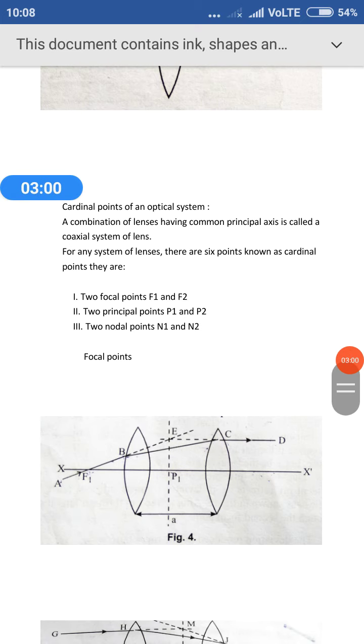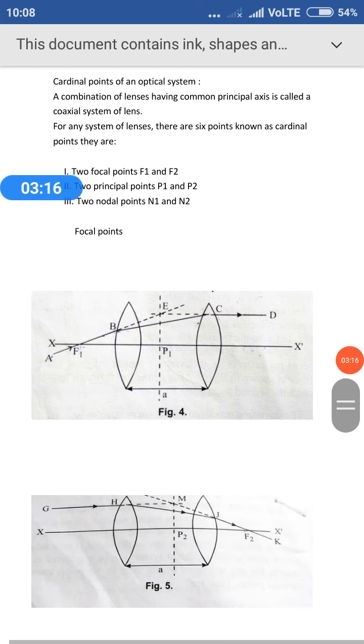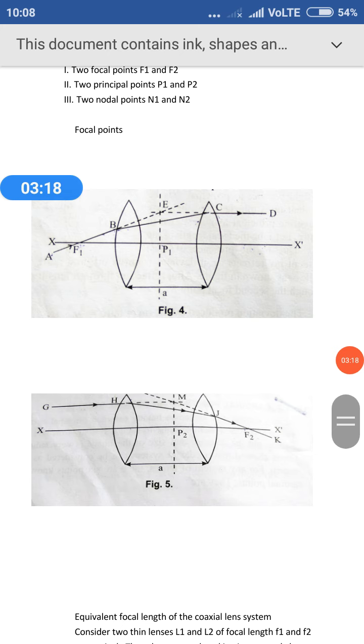Cardinal points of an optical system. A combination of lenses having a common principal axis is called a coaxial lens system. For any system of lenses, there are six points known as cardinal points: two focal points, two principal and two nodal points. So we see focal points.